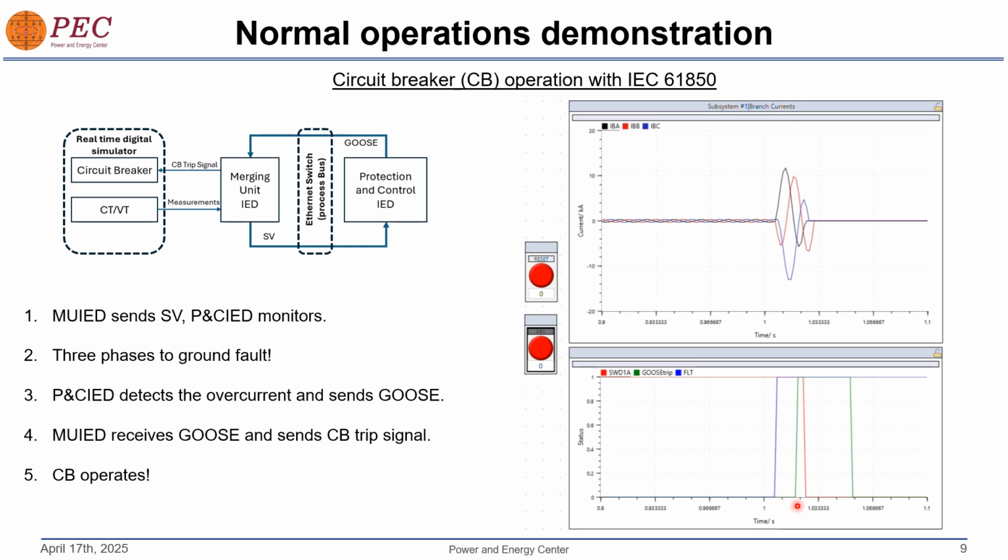And then between this green line and red line there is another delay. Actually this delay is the delay at the merging unit to operate the circuit breaker, and this value we found as an average value of 6 milliseconds with our simulations with our test bed.